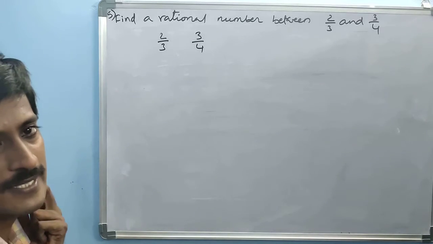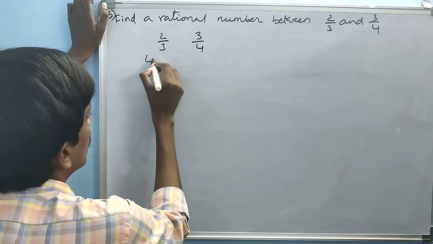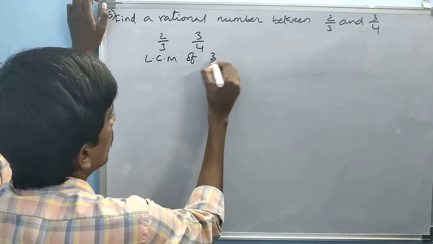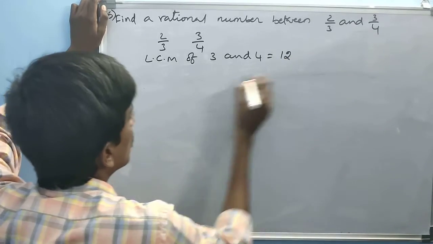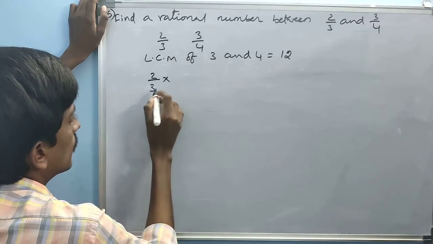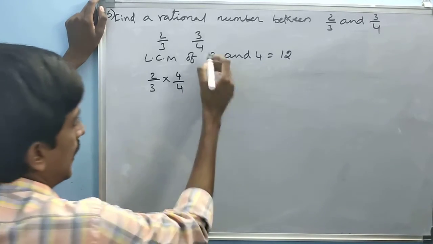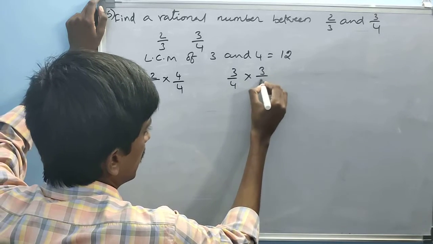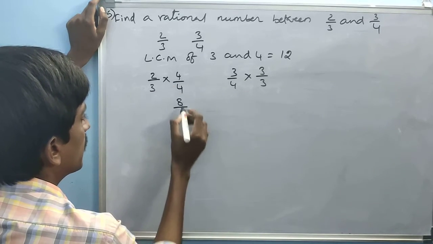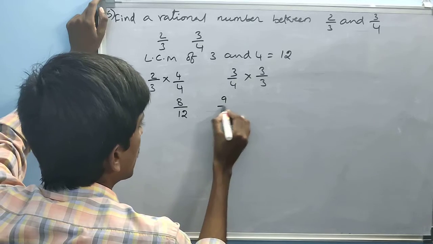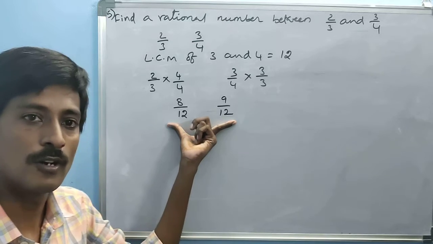How do we convert them into like fractions? First find the LCM of 3 and 4. What is the LCM of 3 and 4? 12. In 2 by 3, which number multiplied gives 12? 4. So 2 by 3 multiplied by 4 by 4, and 3 by 4 multiplied by 3 by 3. 4 threes are 12. 2 fours are 8, over 3 fours are 12. 3 threes are 9, over 4 threes are 12. So the two numbers are converted into like fractions.